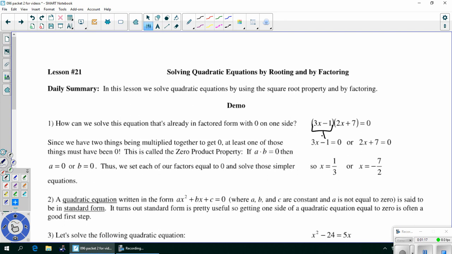Either 3x minus 1 is 0, which we write as its own equation, or 2x plus 7 equals 0. And then we solve those two simpler equations, which we could have given you on the very first day of this semester, and you would have solved with no problem, right? In this first equation, you add 1 to both sides and then divide by 3. So you get x equals a third. In the second equation, subtract 7 from both sides and then divide by 2, and you get x equals negative 7 over 2. And those are your two answers to this original equation.